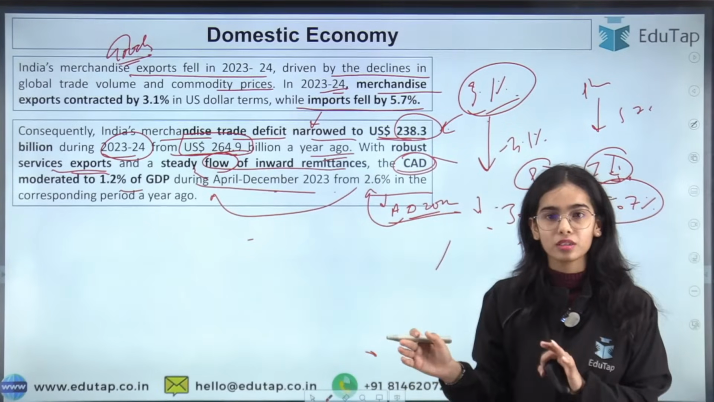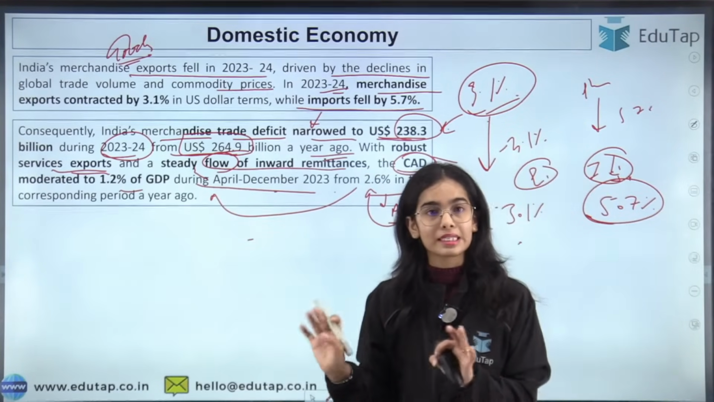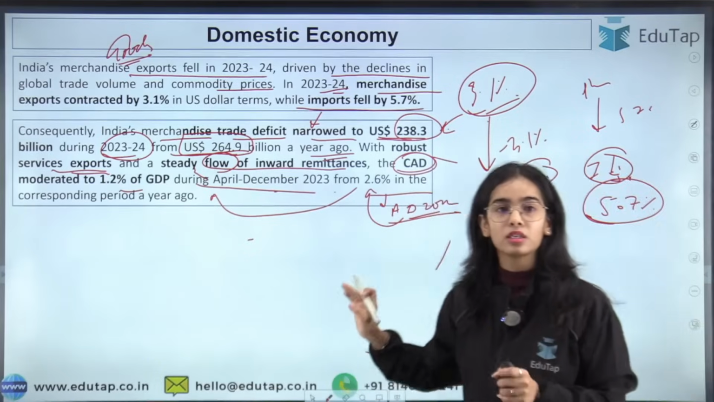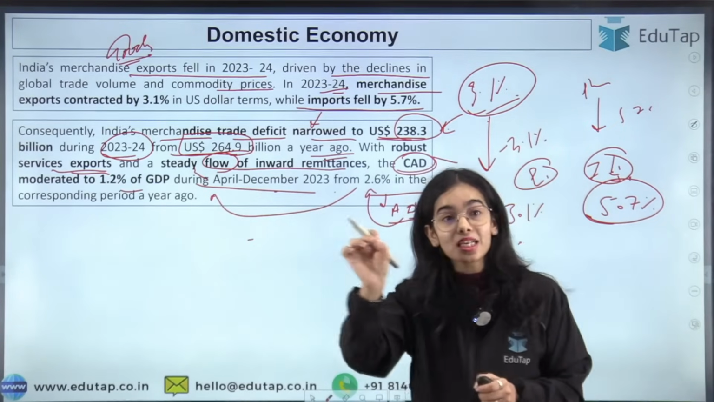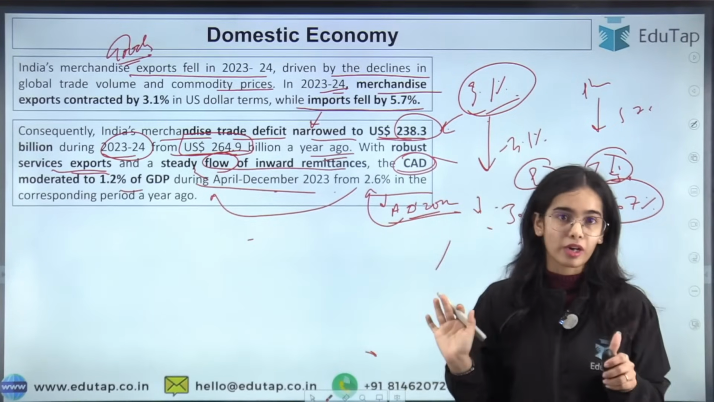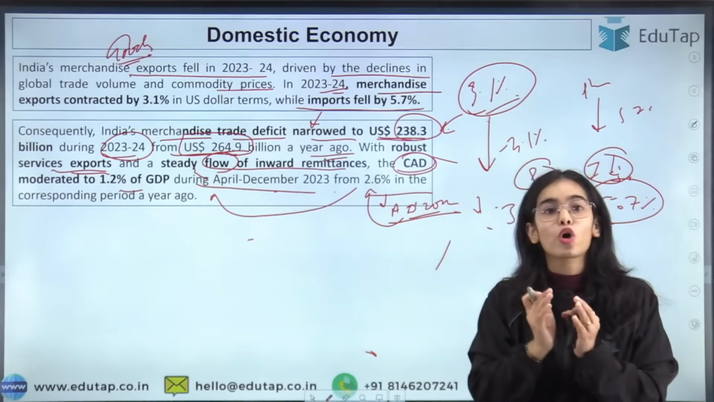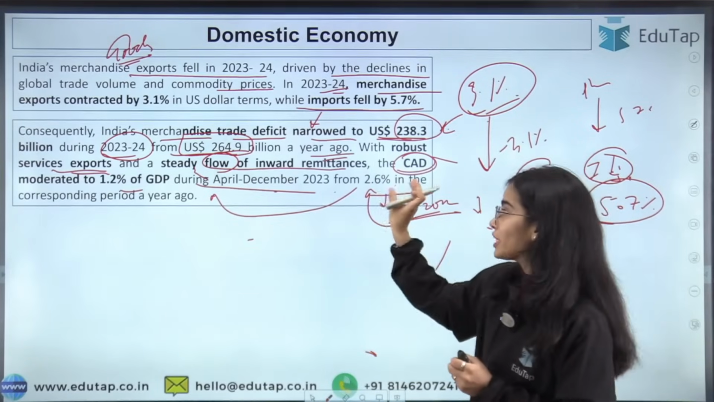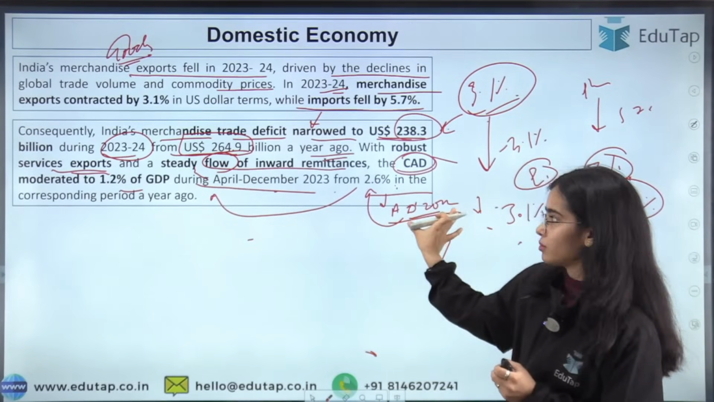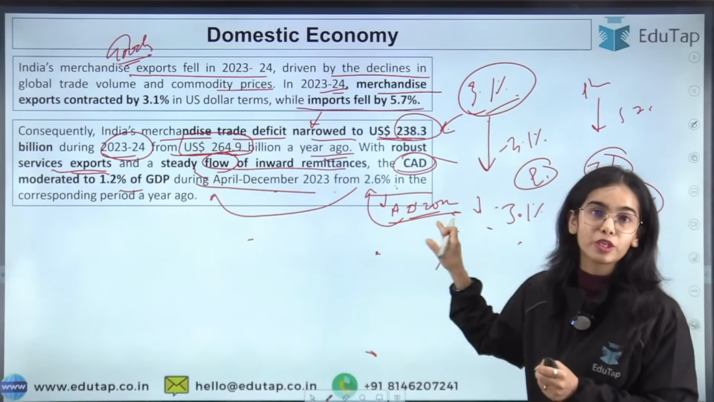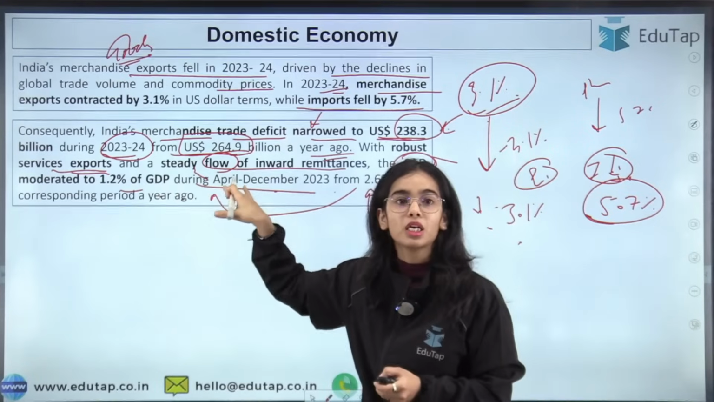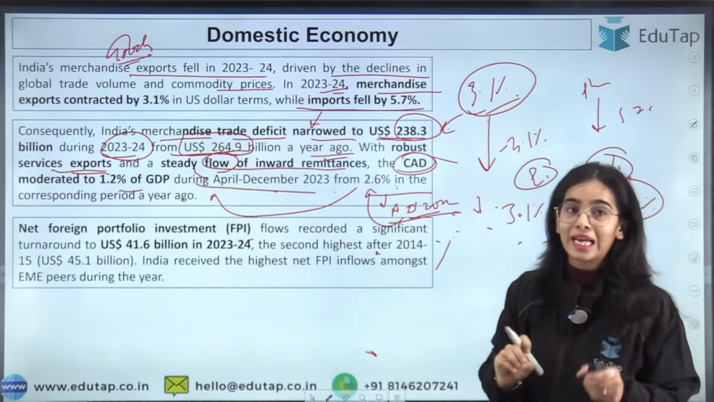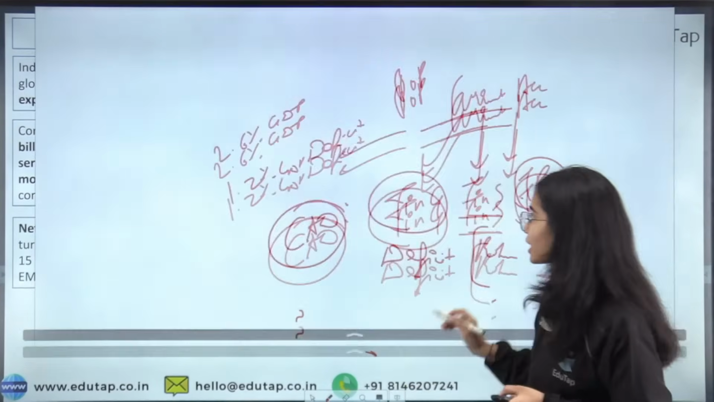Any confusion here? Is it clear? The idea is clear? So the current account deficit is happening, but it is a lesser percentage of the GDP, and that is good for our country, that at least our deficit is contracting, which was 2.6% in the corresponding period of April to December 2022 and has gone down to 1.2% of the GDP during April to December 2023. Now we have discussed the current account.